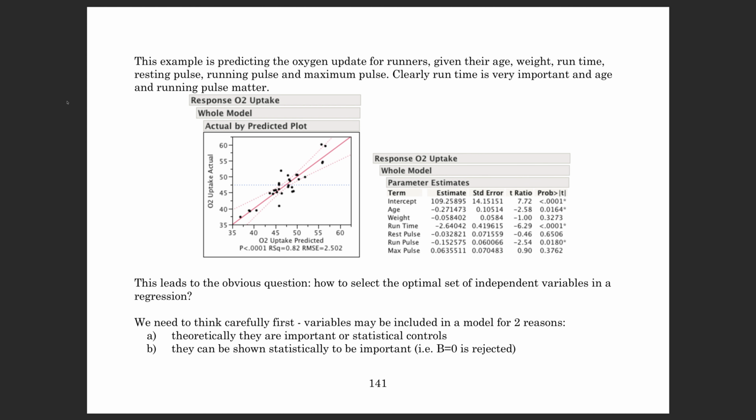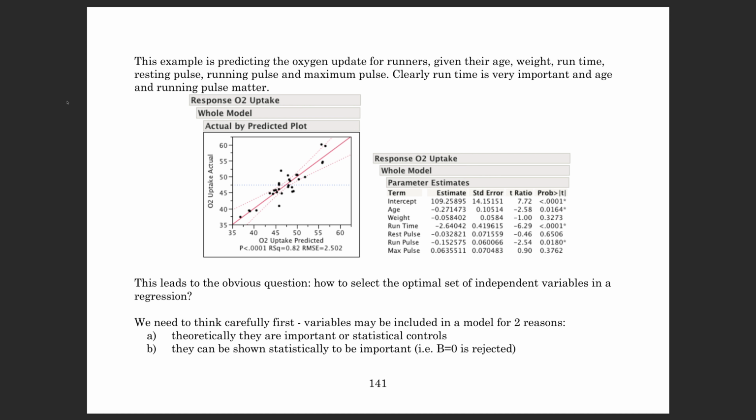Running pulse is significant at about 1.8%. And maximum pulse again doesn't appear to be significant at about 37%. So this leads to an obvious question. How do we select the optimal set of independent variables in our regression model?